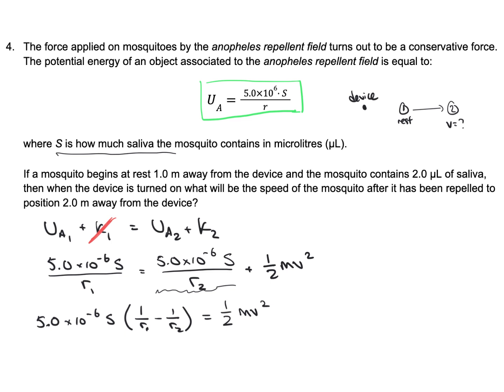Last question, I rearranged everything first. This question, I think I may put in numbers a bit earlier to keep things a little neat. So I'm going to put in the saliva value of, this time it's 2.0. I'm going to put in the r1 value, 1 meter, and put in the r2 value of 2 meters. So I'm actually just going to calculate out the left side first to help keep things a bit neater.